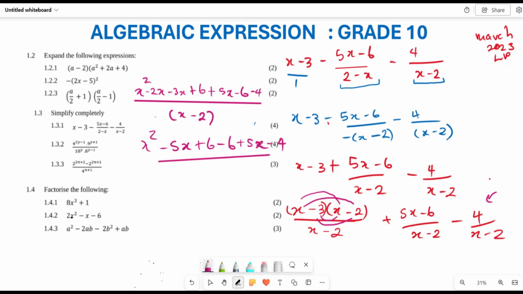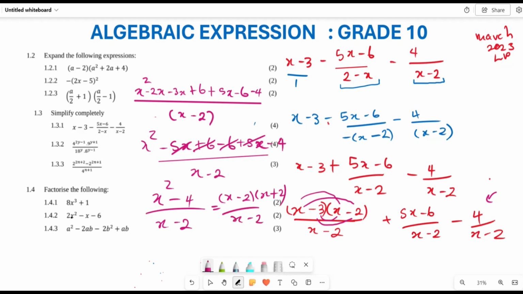Now divide by x minus 2, right? So now I want you to see that the 5x and 5x are going to cancel. The plus and minus 6 are going to cancel, which means we end up having x squared subtract 4, divided by x subtract 2. Now x squared subtract 4 is a difference of two squares, so this is the same as x subtract 2 and x plus 2, divided by x subtract 2. The x subtract 2 factors are going to cancel each other, and here we are going to have x plus 2 as our solution.